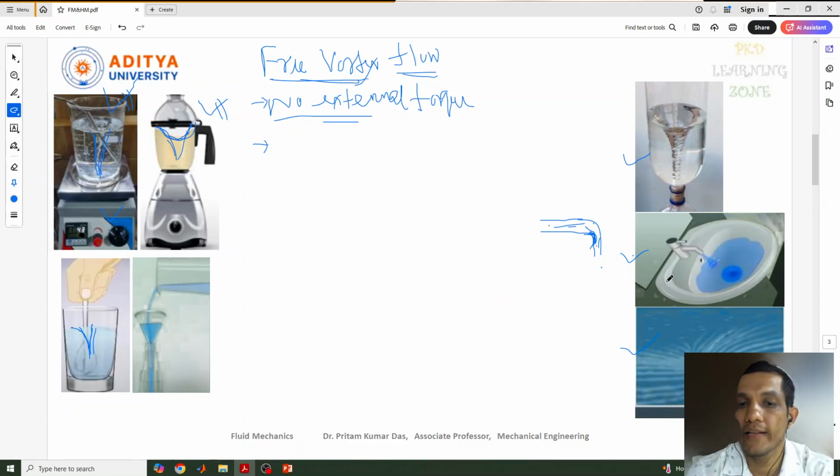And the flow of liquid in the centrifugal pump also. In the centrifugal pump casing, if you see, there also free vortex flow will work.